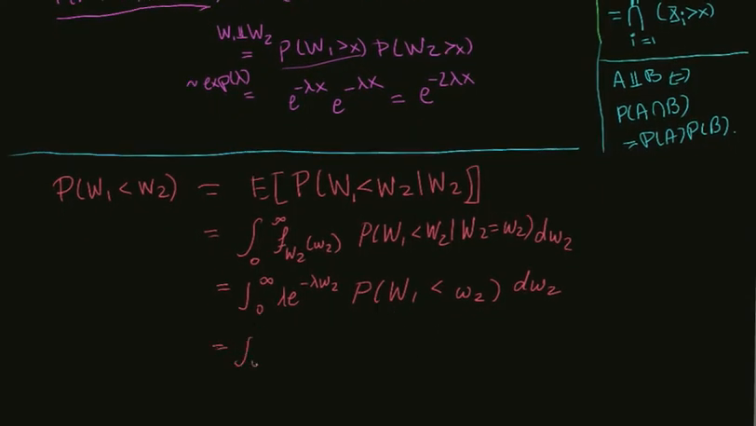And this is equal to the integral from 0 to infinity, lambda e to the minus lambda W2, and then I have 1 minus e to the minus lambda W2 up here again. The reason we have that is because I'm looking at the distribution function of W1, which is exponentially distributed with parameter lambda. So what I've written down here is just the distribution function.